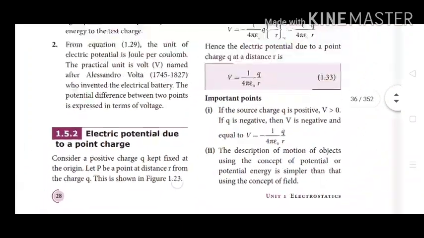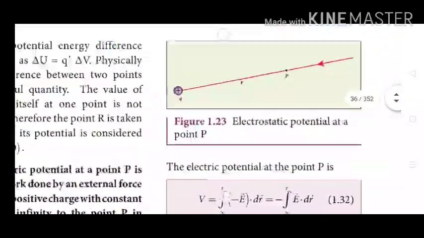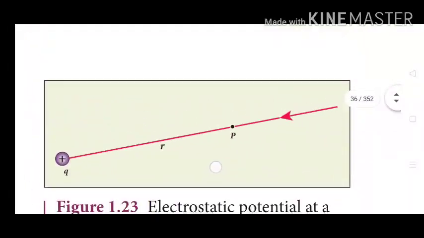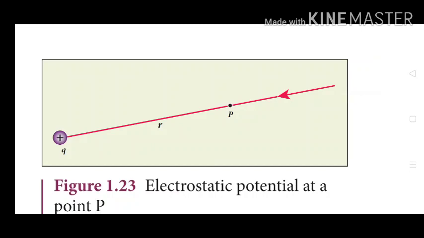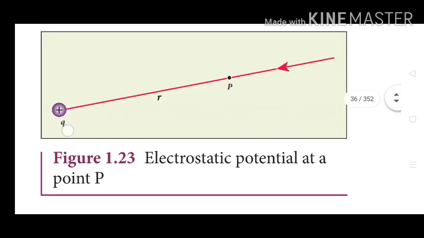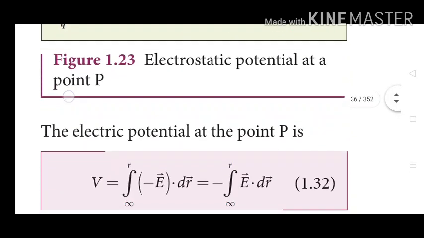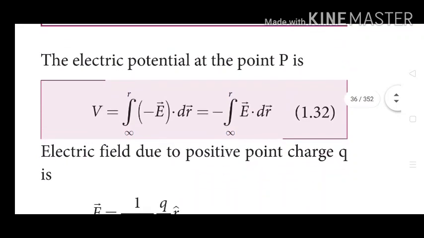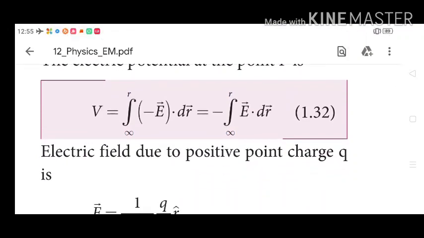See the diagram. The diagram shows that a charge Q is placed at distance R from point P. The electric potential at the point P is V equal to the integration from infinity to R of minus E vector dot dr vector. The minus is a constant, so take it out of the integration from infinity to R of E vector dot dr vector.